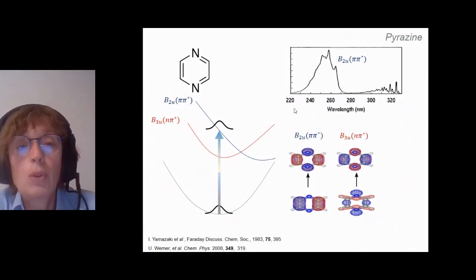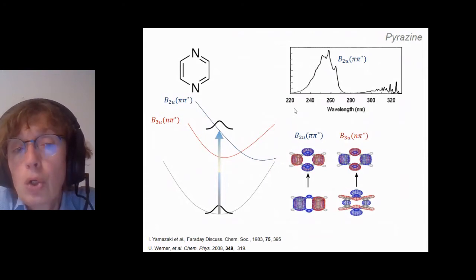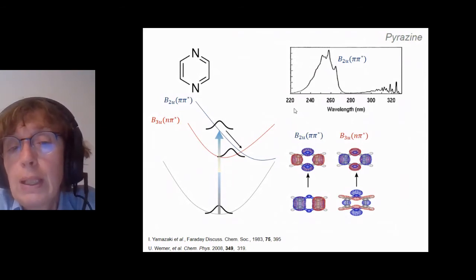Yesterday, from the talk of Benjamin, you have seen that pyrazine is a very important molecule in photochemistry. It is a benchmark molecule, and it has been known for a long time that the bright state, which is a B2u state, crosses very close to the Franck-Condon region with the dark state, the B3u n pi star state.